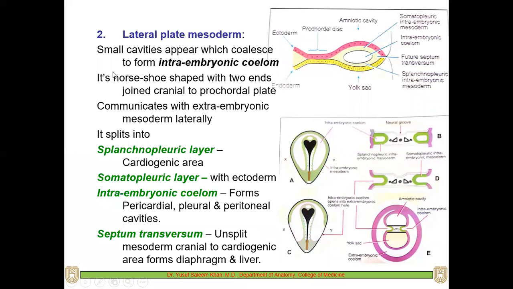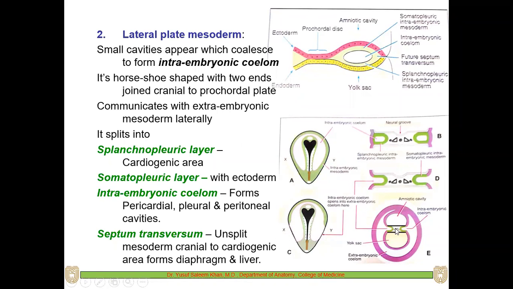Okay. It is horseshoe shaped with the two ends joined cranial to the procaudal plate. So if you see here, it looks like a horseshoe with the upper, cranial end joined together above the formation of the procaudal plate and even the brain formation. This is the neural tube formation. Above that is the communication between one side and the other side. So it looks like a horseshoe, communicating with the extra embryonic mesoderm laterally. Now slowly it starts opening and communicating with the lateral plate mesoderm.